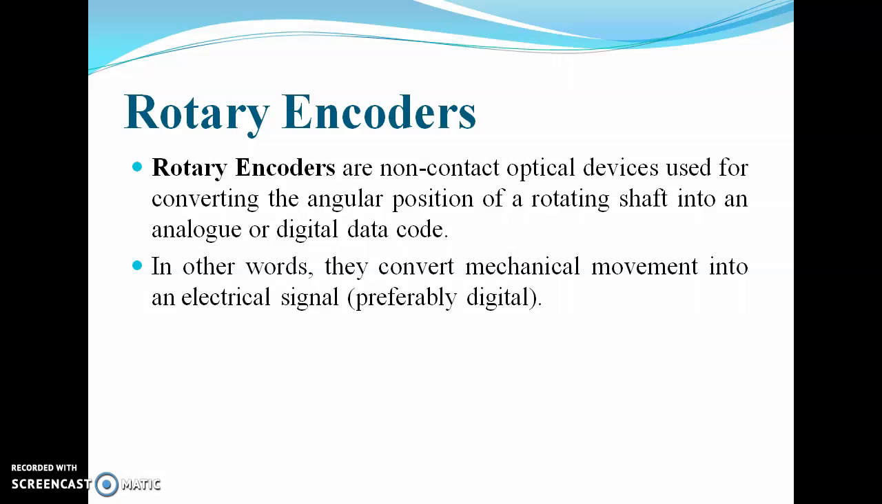Rotary encoders are non-contact optical devices used for converting the angular position of a rotating shaft into an analog or digital data code. So basically rotary encoders are used to measure the angular position of a rotating shaft. The output may be in analog or digital form. In other words, they convert mechanical movement into an electrical signal or digital signal.